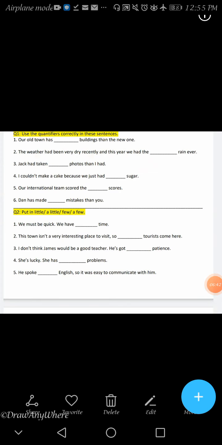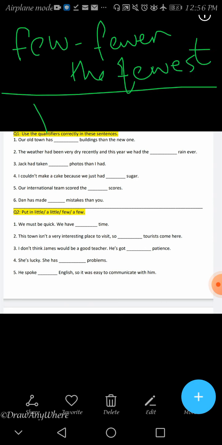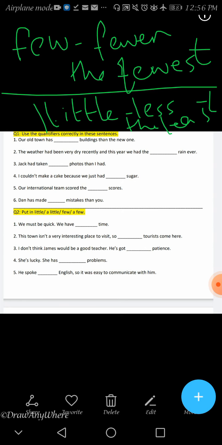Now, question number 1. Use the quantifiers. Which one do you have to use? Either few, fewer, or the fewest, or you have to use what? Little, less, the least. هدول اللي راح تختار منهم. So, number 1.